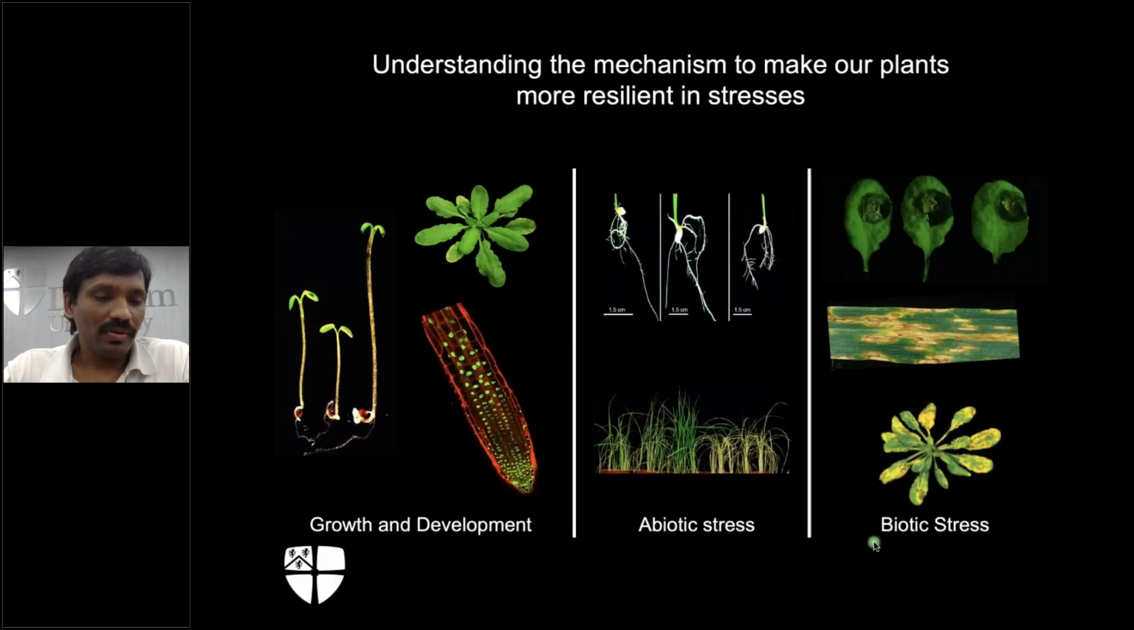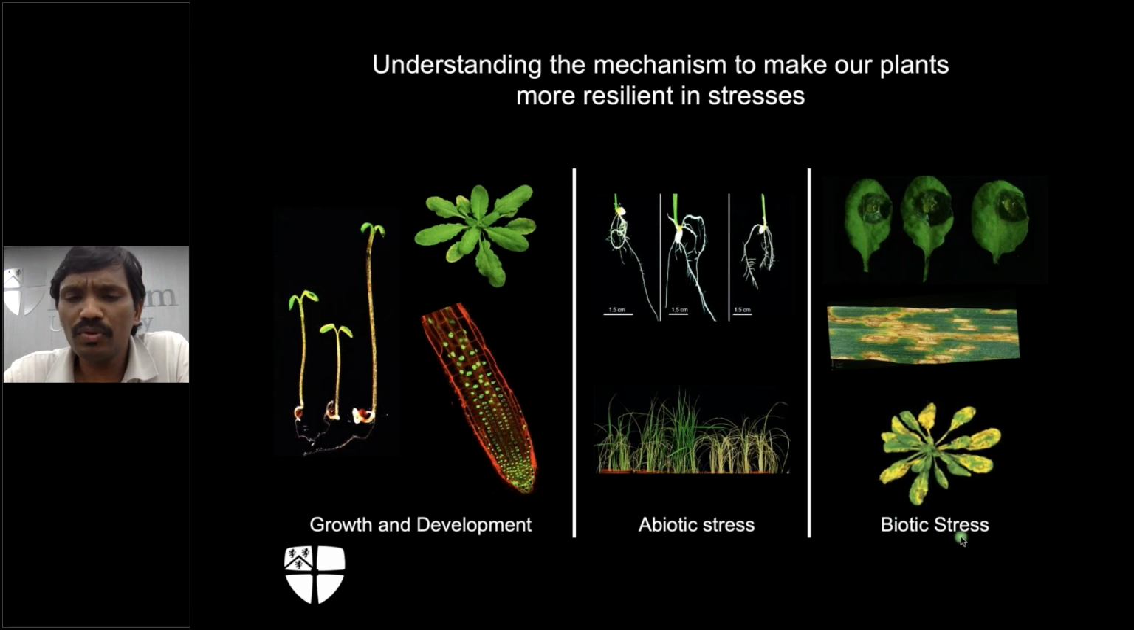In Ari's lab, what we are trying to understand is the mechanism to provide tolerance, or you can say make plants more resilient against biotic and abiotic stress. The tool we are using is post-translational modification to understand the underlying mechanism for growth and development of plants, or how plants deal with abiotic or biotic stresses.